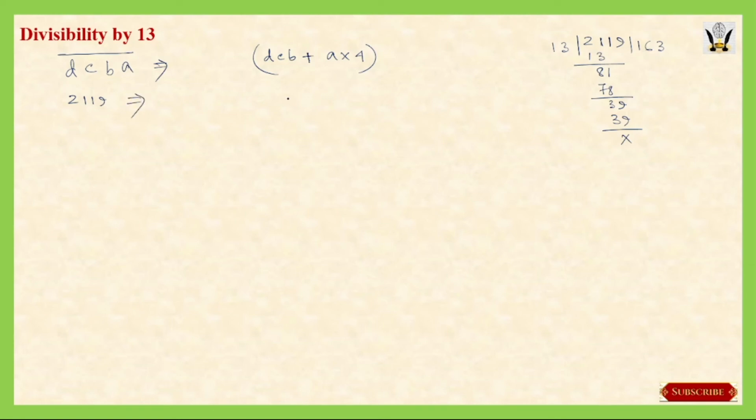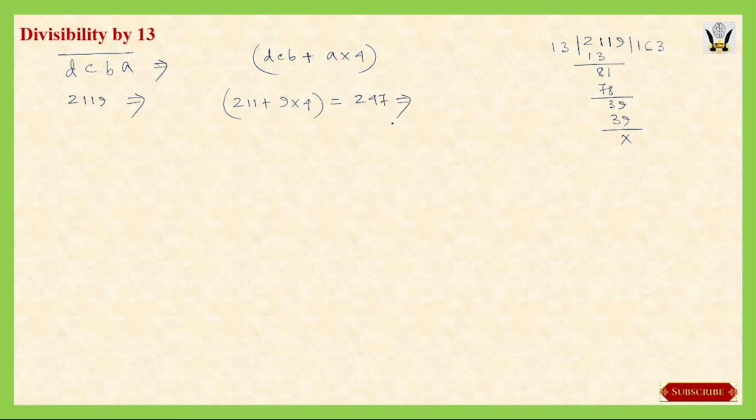So here first 9 will be multiplied by 4 and then it will be added with 211. So what is the result of addition here? 4 9s are 36, 36, 37, 47. So 247. Now we may not know whether 247 is divisible by 13 or not. So we will again go further.